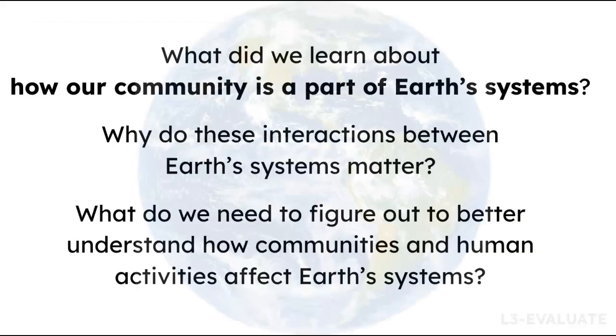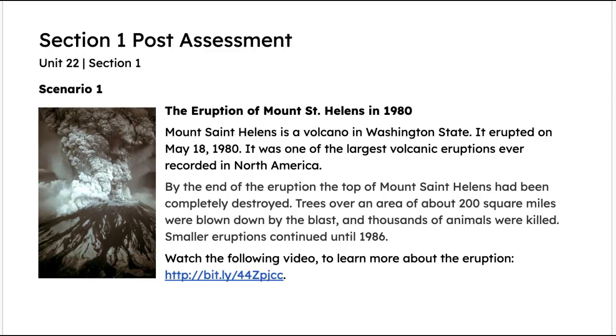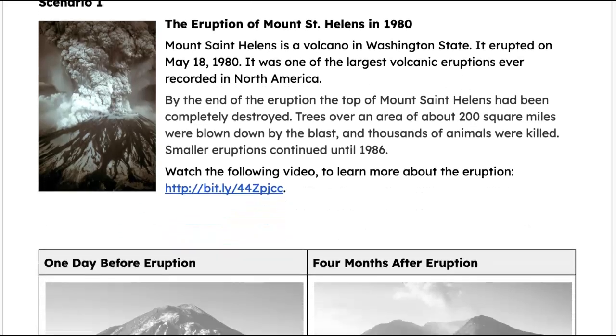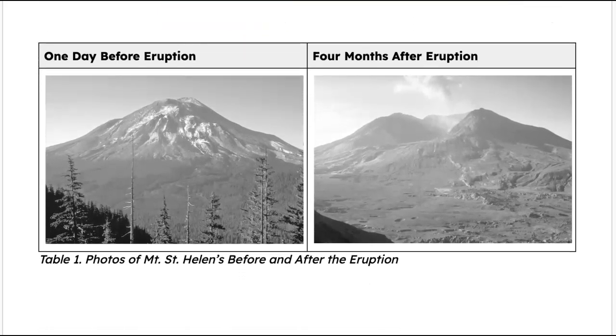To support student sense-making across the unit, you'll orient them back to the driving question board. You'll ask, what did we learn about how our community is part of Earth's systems? If there are questions that have been answered, you'll remove them from the driving question board and place them on the summary charts. You'll also have students complete the Section 1 post-assessment.